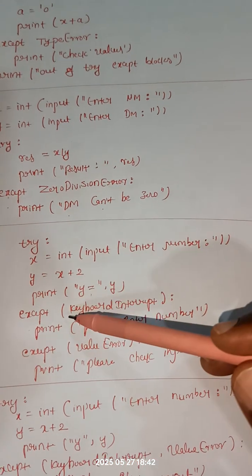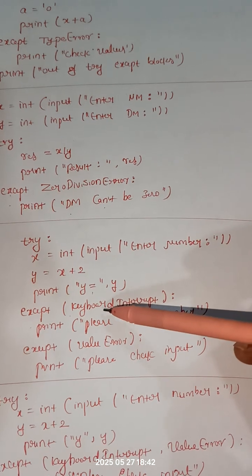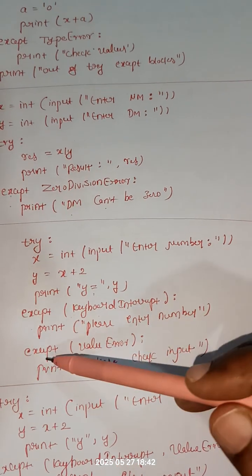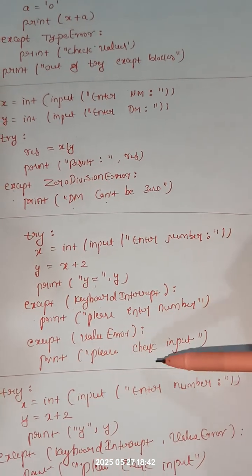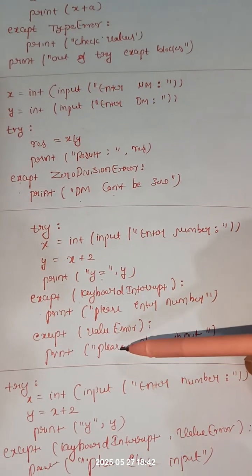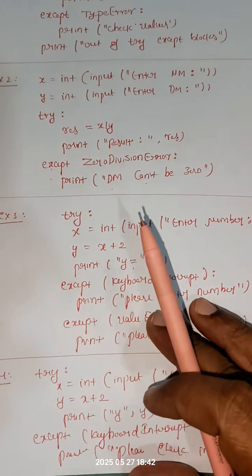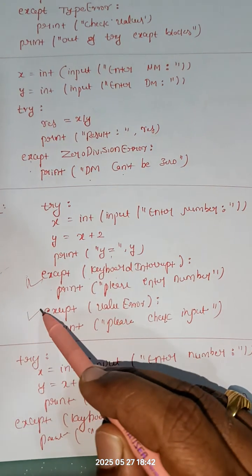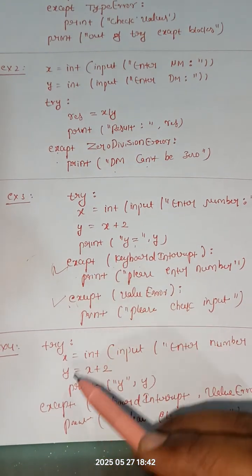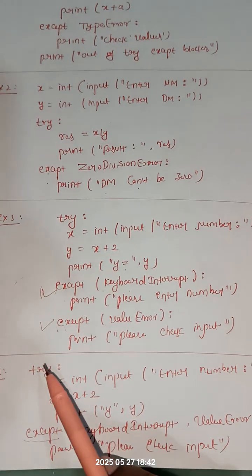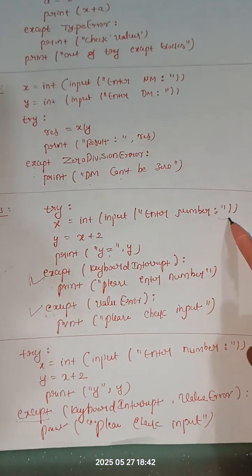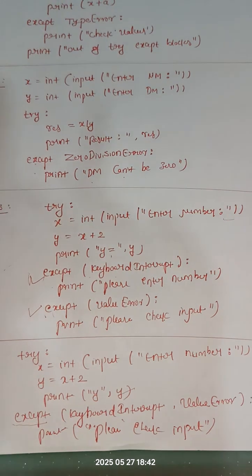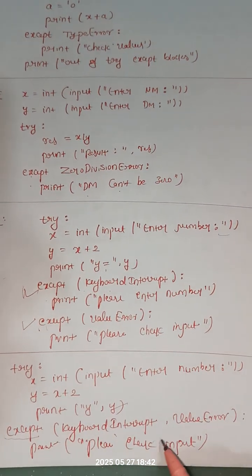But if there is an error which is going to occur due to a keyboard interrupt, we'll write except KeyboardInterrupt, print please enter the number. Except ValueError also, we will write print please check the input. So any type of keyboard errors, value errors, we will write this. You can observe we have written except 2 times. Instead of writing multiple excepts, we can write this in a single except. Try same as this, then x and y as this, print y, except KeyboardInterrupt as well as ValueError. Print check the value input.